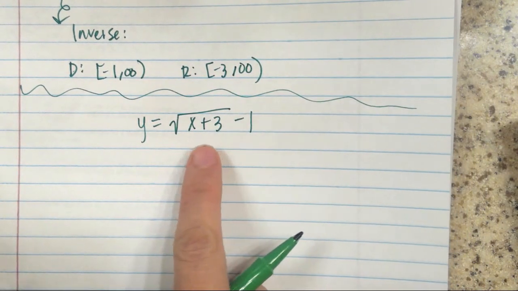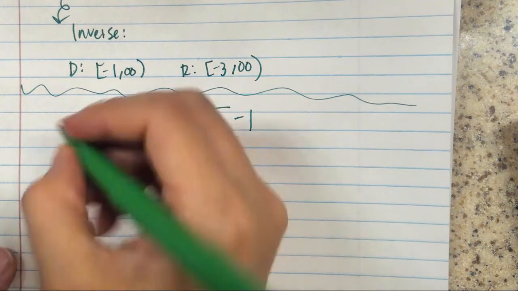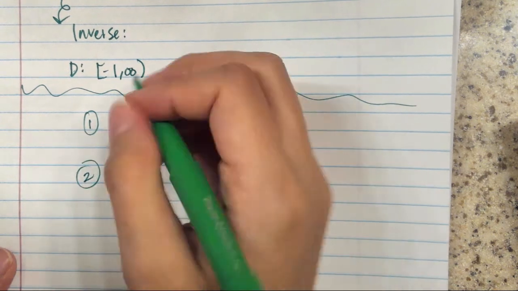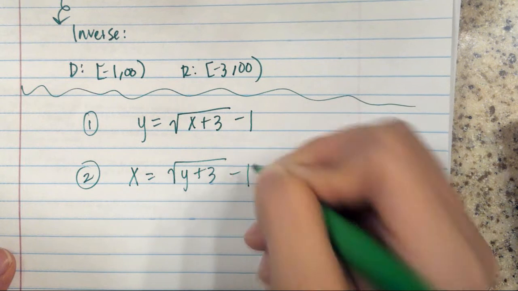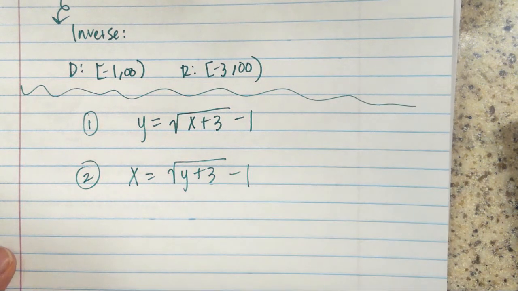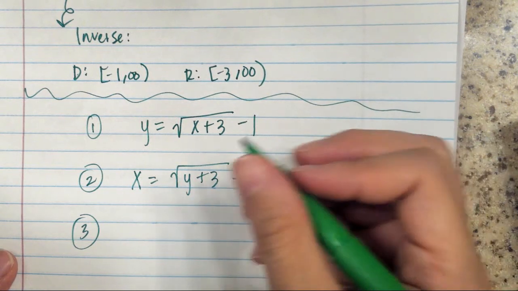And then what I'm going to do is, it's in terms of y equals, so that's good. That's my first step. My second step is I'm going to switch the x and the y. So wherever I see a y, plug in an x. Whenever I see an x, plug in a y. My third step is now I'm going to solve for y. So get y by itself.